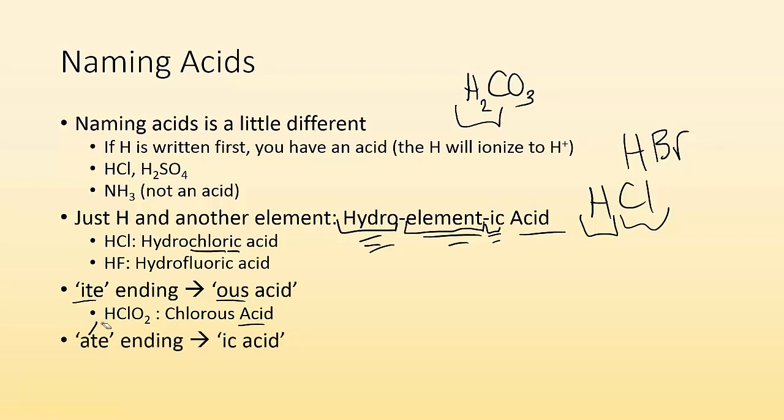If it has an ate ending, you change it to ic acid. I remember it like it ate something gross, you go ic. So ate, ic. For example, we have nitrate, NO3. You change the ate ending to ic and you get nitric acid. That's how you name those acids. So let's practice naming some of them. Same deal: pause the video, try naming them, unpause the video, see how you did.